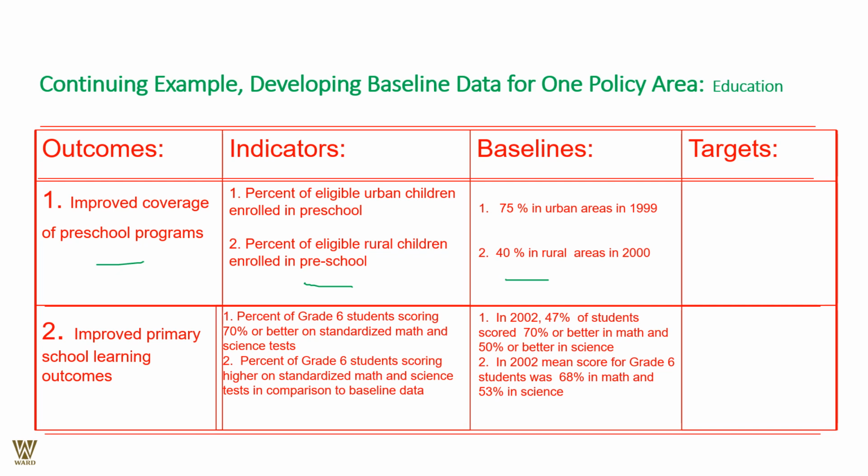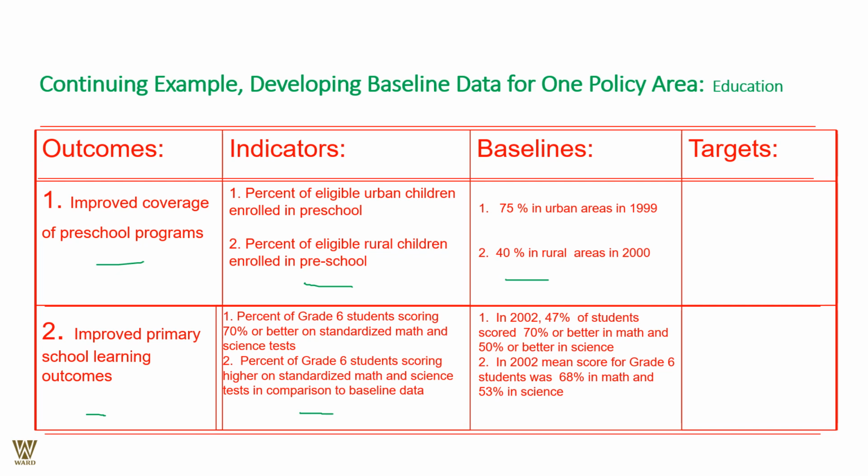Similarly, for improved primary school learning, how do we go around it? The percentage of grade 6 students scoring 70% or more, or the percentage of grade 6 students scoring higher on a standardized test, probably of maths, probably of science, in comparison to the baseline data. So what is the baseline? Baseline by 2002, 47% of the students actually score 70% or better in maths, 50% or better in science. Similarly, in 2002, the mean score for grade 6 students was 68% in maths and 53% in science.